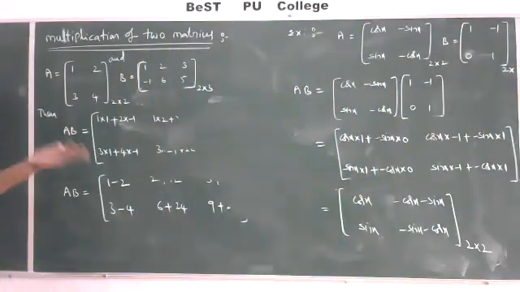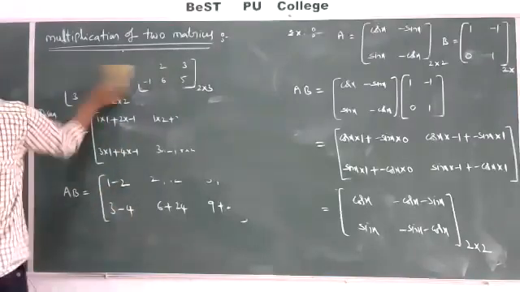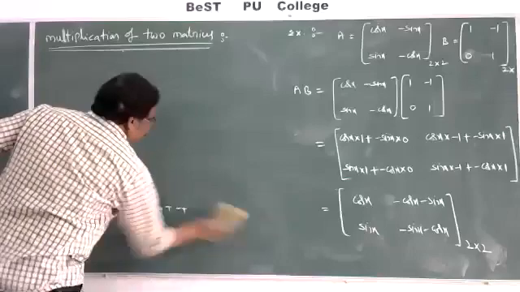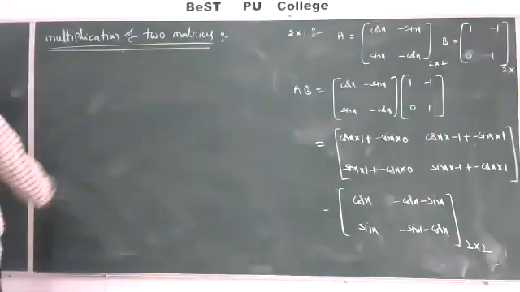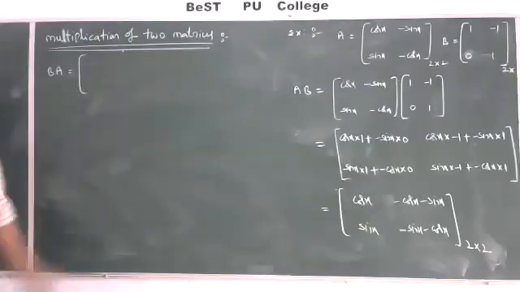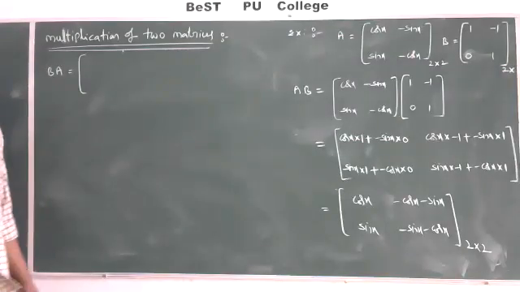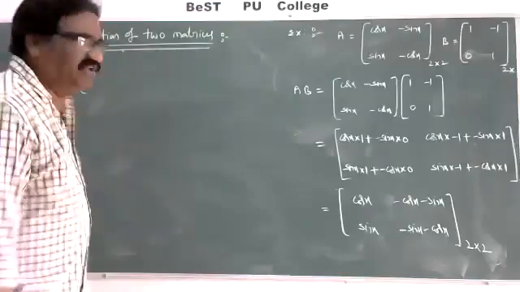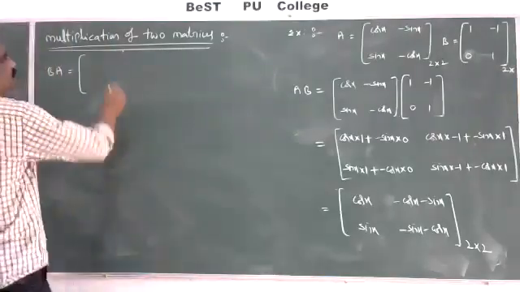Here BA also exists. Yes, BA. This is AB. Then you write BA. If the two matrices are of equal order, then AB exists and BA also exists, but they are not equal. Just to verify that.